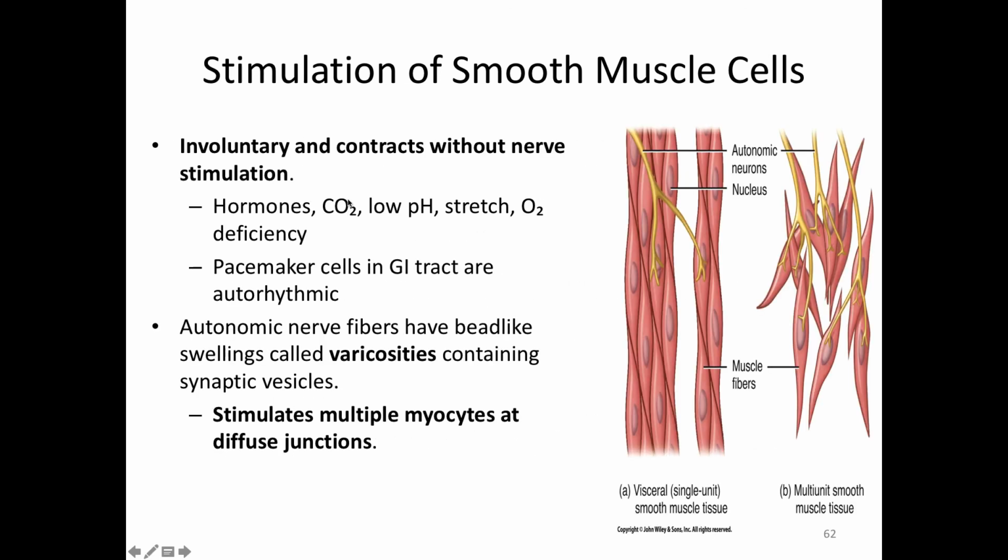So, stimulation of smooth muscle is involuntary and contracts without nerve stimulation necessarily. So remember I said nerve supply, if present, is autonomic. That's because some of these smooth muscle structures have pacemaker cells, which are cells that spontaneously depolarize and produce contraction without the input from the central nervous system. So that can happen. One example of that is your enteric nervous system. So pacemaker cells in the GI tract are autorhythmic. They depolarize spontaneously.